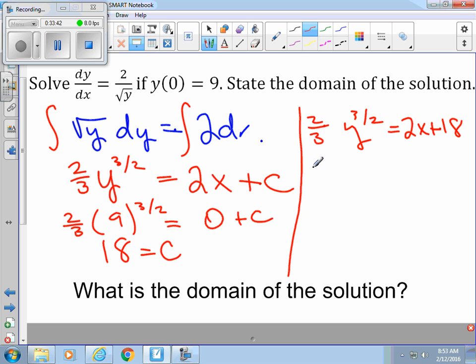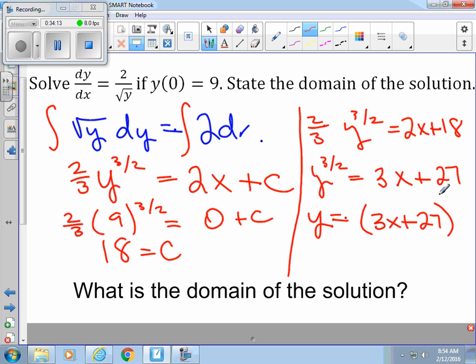Multiply by 3/2, which is 3x plus 27. Is that right? And then raise both sides to the 2/3 power. That was taking a cube root. When I take a cube root of both sides, do I need a plus or minus? No. Is it worth noting whether I need a plus or minus or not? Yeah, if it's a square root, if that 2's on the bottom here, I would need a plus or minus.